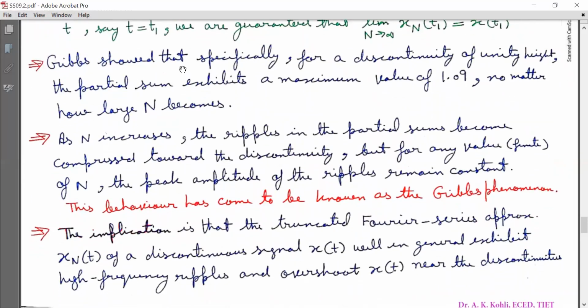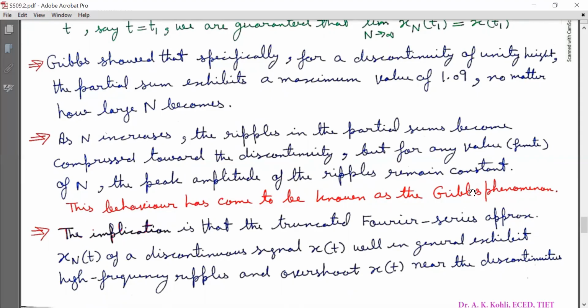Now Gibbs showed that specifically for a discontinuity of unity height, the partial sum exhibits a maximum value of 1.09, no matter how large capital N becomes. As N increases, the ripples in the partial sums become compressed towards the discontinuity, but for any finite value of N, the peak amplitude of the ripples remains constant. This behavior has come to be known as Gibbs phenomenon.